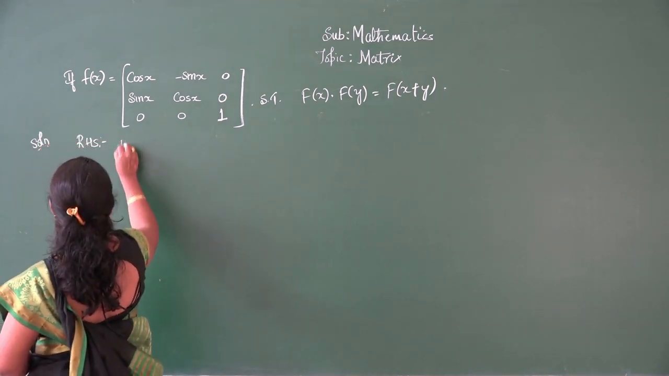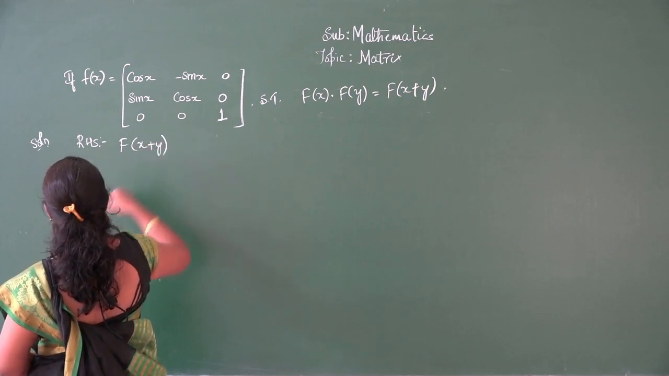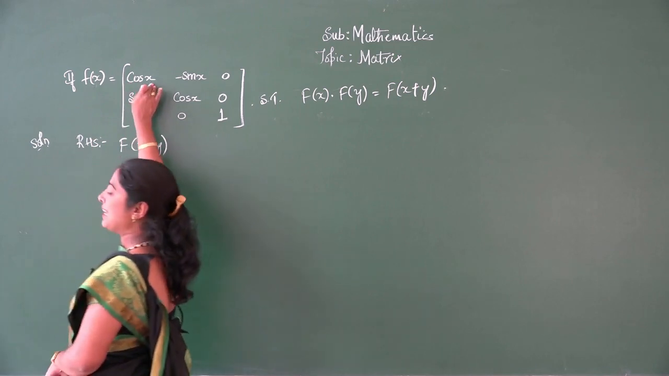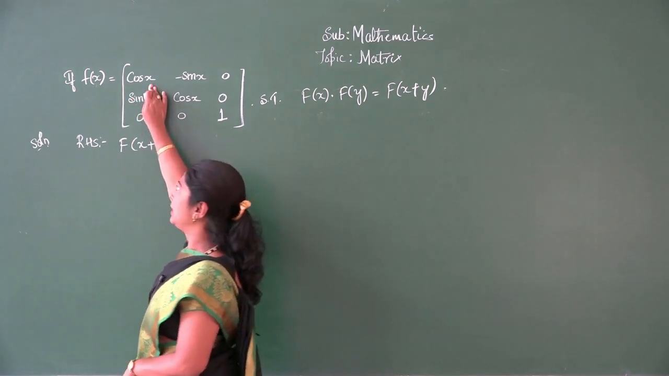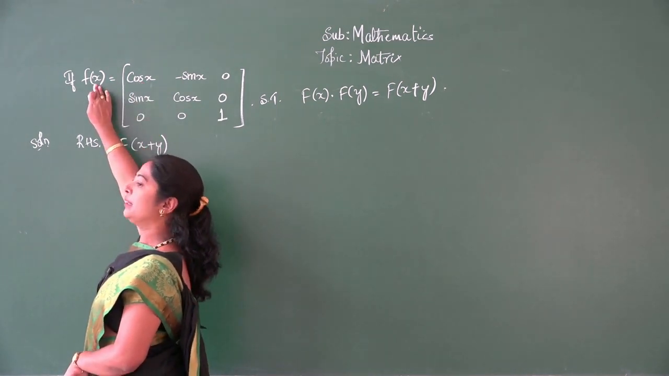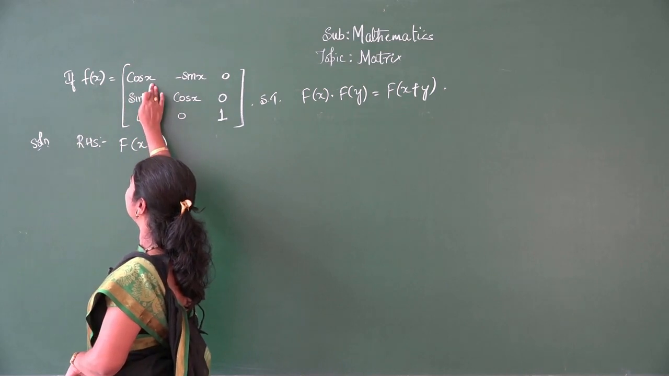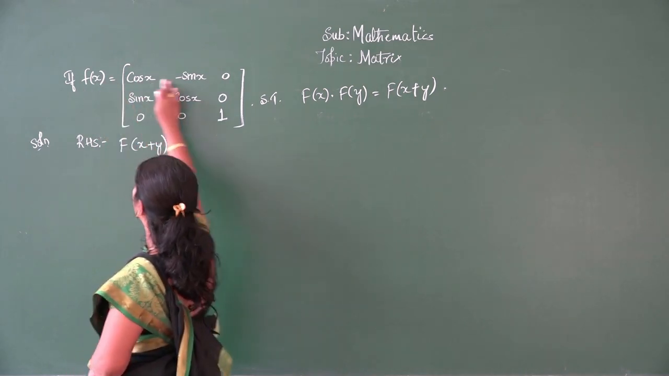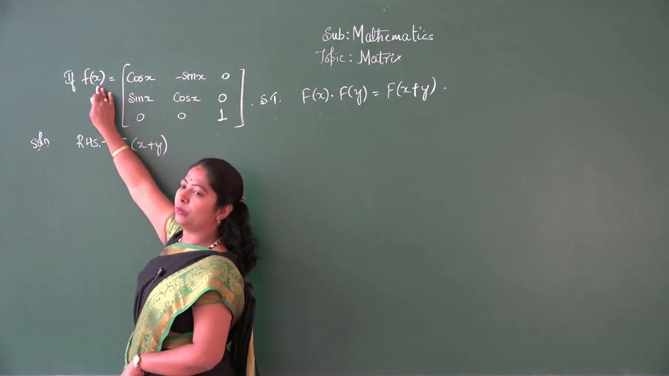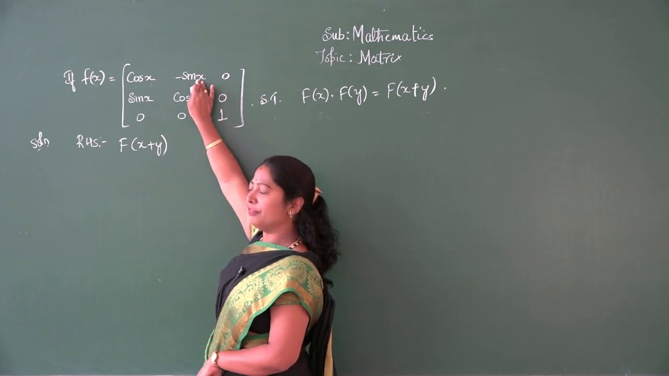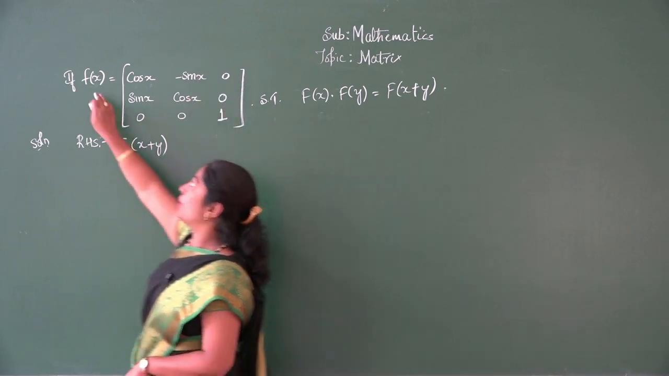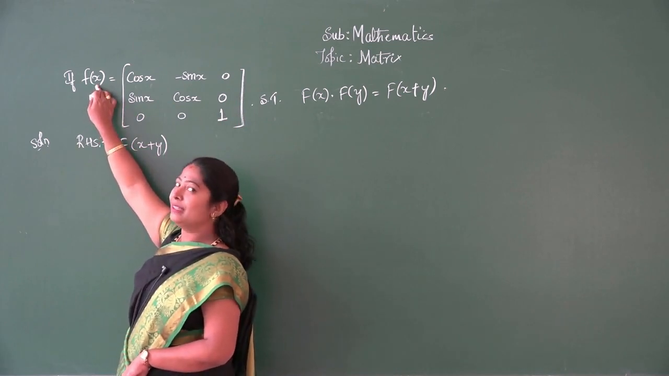What is RHS? F of x plus y. What is f of x? The variable x is replaced with variable x itself within the trigonometric identity. F of x is equal to cos x. What is f of x plus y equal to? Cos of x plus y. Minus sin x becomes minus sin of x plus y. 0 remains as it is because we are speaking about the variable x and not about the constants.